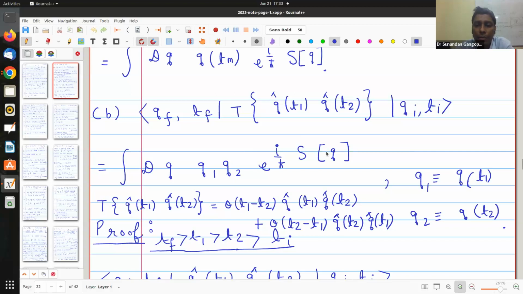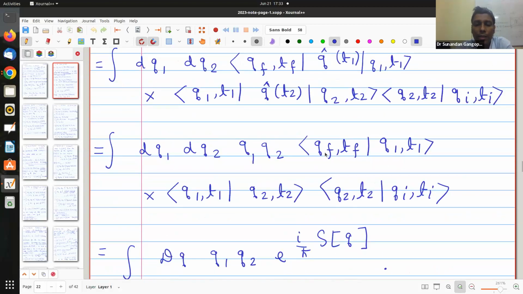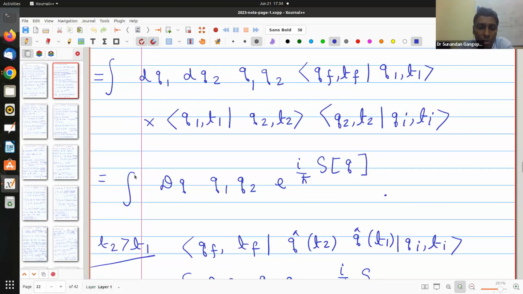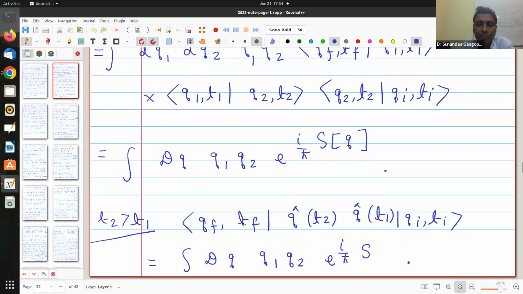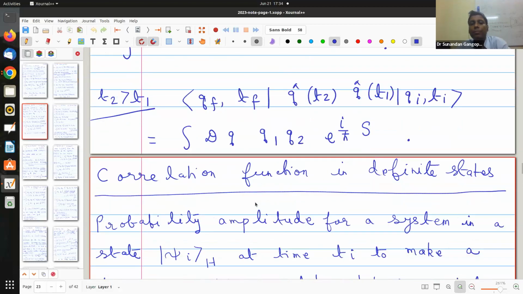This also has a representation in terms of path integral, and it can be written as the path integral Dq q1 q2, weighted by e to the power of i over h bar times the action factor. These q1 and q2 are numbers, obviously: q1 is q1 at time t1 and q2 is q2 at time t2. So we derived this result.